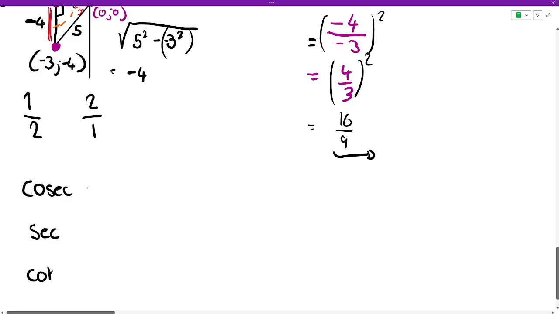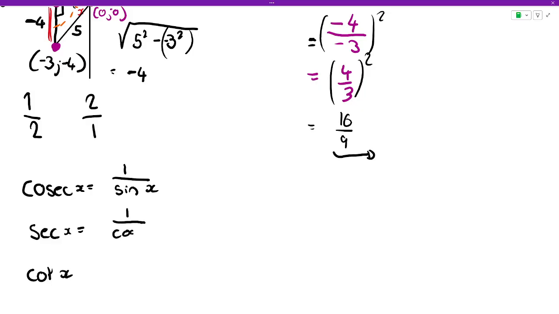Now, cosec is 1 over sine of x. Sec is 1 over cos of x. Cot is 1 over tan of x. The way I remember this is if you check the third letter of each one, it's what it actually is, because the third letter of cosec is S, which is sine. The third letter of sec is C, which is cos. The third letter of cot is T, which is tan.